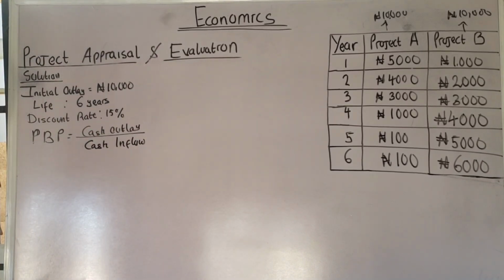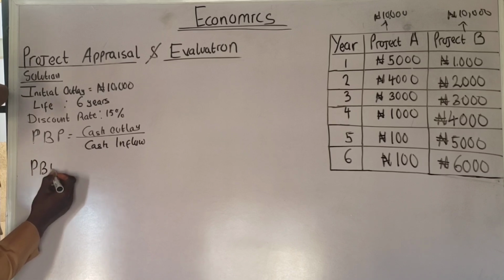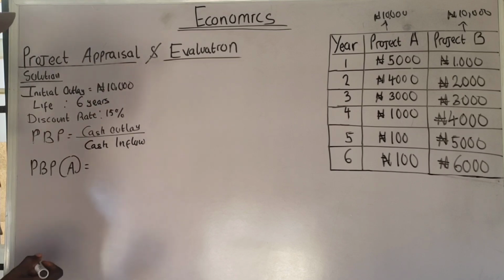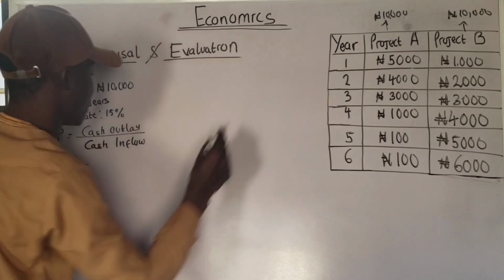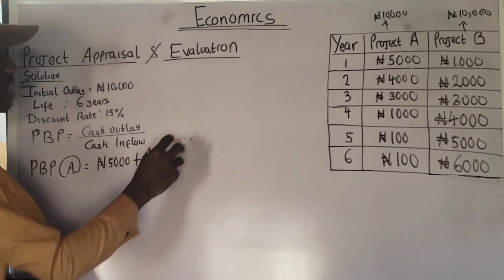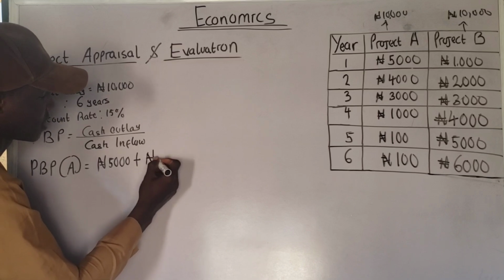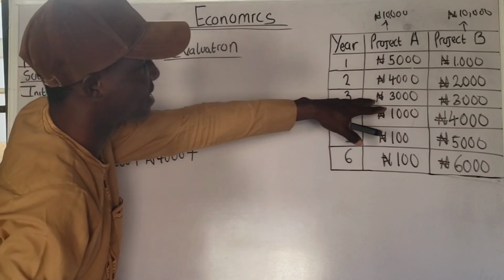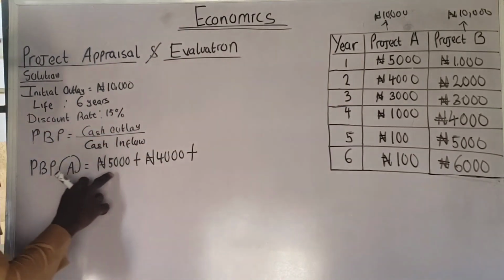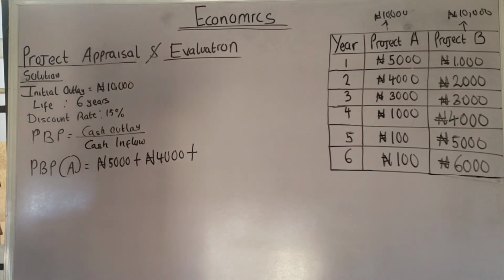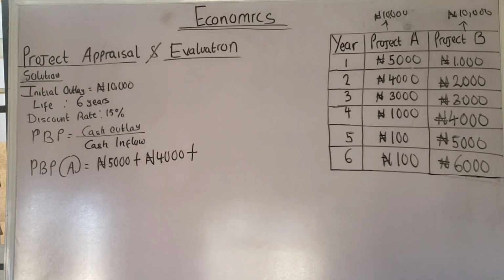The payback period for project A. I'm going to start from the first year. The income stream of the first year for project A is what? 5,000 naira. So I'm going to have 5,000 naira plus the second year, which is 4,000 naira, plus the third year, which is 3,000 naira. If I add 3,000 naira to this income stream, it will be greater than 10,000 naira. To make the income stream 10,000 naira, I need 1,000 naira from year 3.